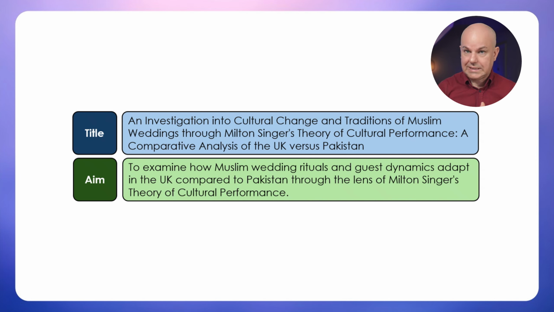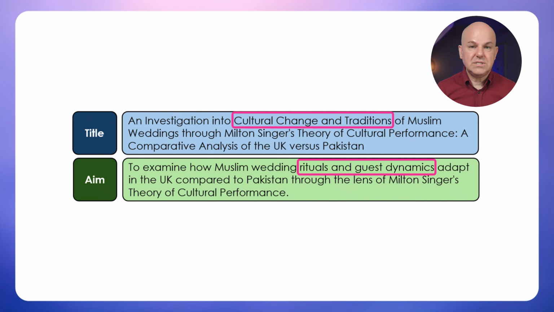This example is an example of poor practice because the 2, the title and the aim, are very different. The title mentions cultural change and traditions, and the aim mentions wedding rituals and guest dynamics. I guess what the student tried to do here was to specify in the aim what about cultural change and traditions she was focusing on. In this instance, rituals and guest dynamics. But if what is in the aim are the specific areas of focus, then this should be in the title. There are also other minor differences between the aim and the title, which are not good practice. The 2 should be exactly the same.